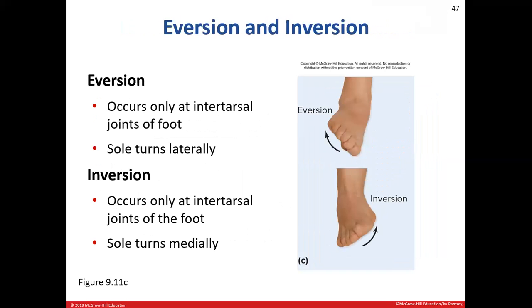We also have inversion and eversion. These also occur at the ankle and at the intertarsal joints of the foot. Eversion is where the sole turns laterally. So this would be what we call an eversion sprain of the ankle, and this is the worst of the two. An inversion movement occurs at the intertarsal joints of the foot, and this is where the sole turns medially. If you were to injure your ankle, an inversion sprain is the common type, where, again, the sole is turned medially.